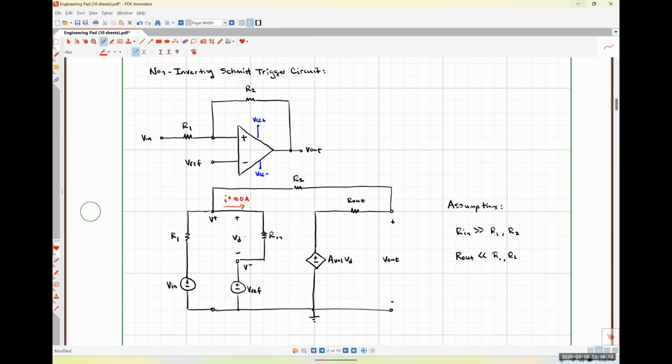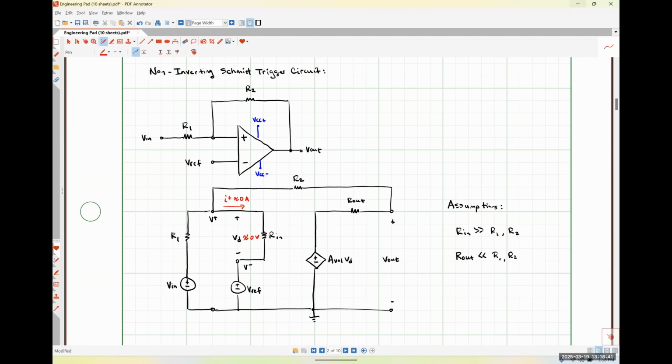Approximately 0 volts. I'm not going to put exactly 0 volts, but it's going to be approximately 0 volts. Okay. So the reason why I'm not putting exactly 0 volts is because if VD were exactly 0 volts, then AVOL times VD would be exactly 0 volts, and our output voltage would be exactly 0 volts, but that's not true.